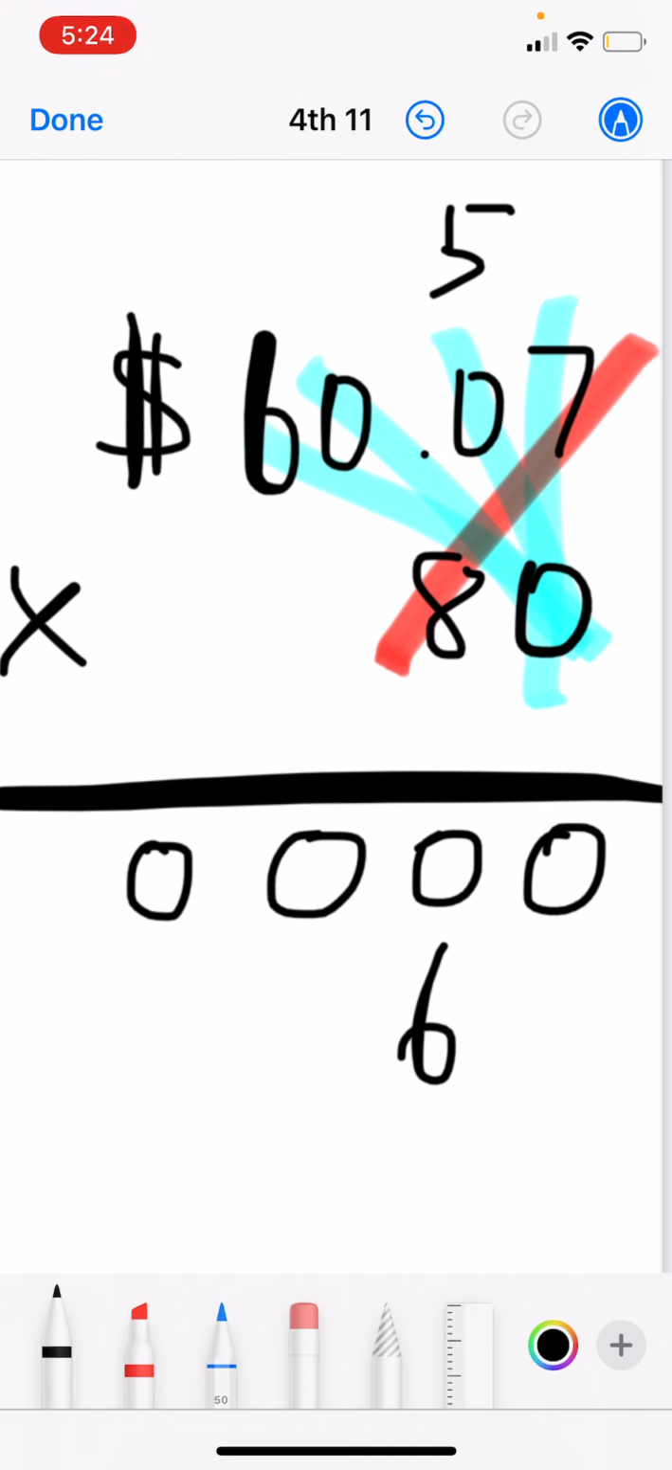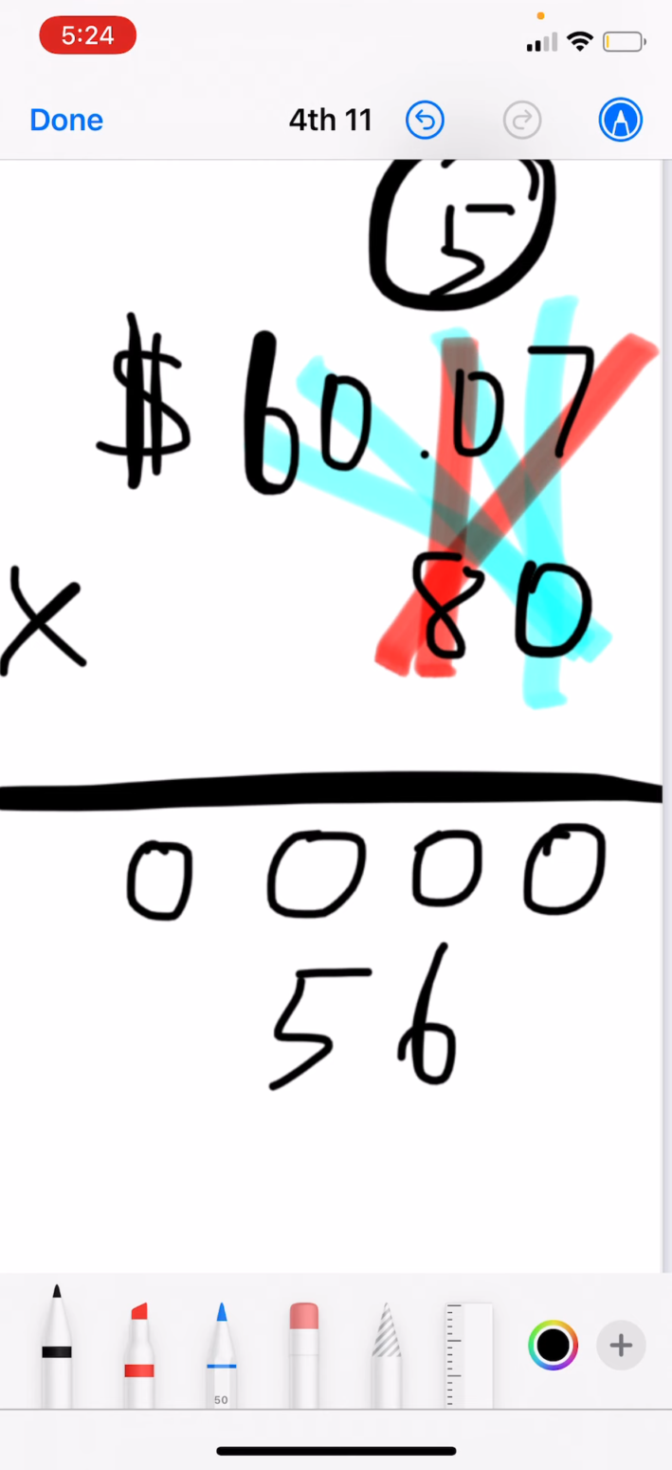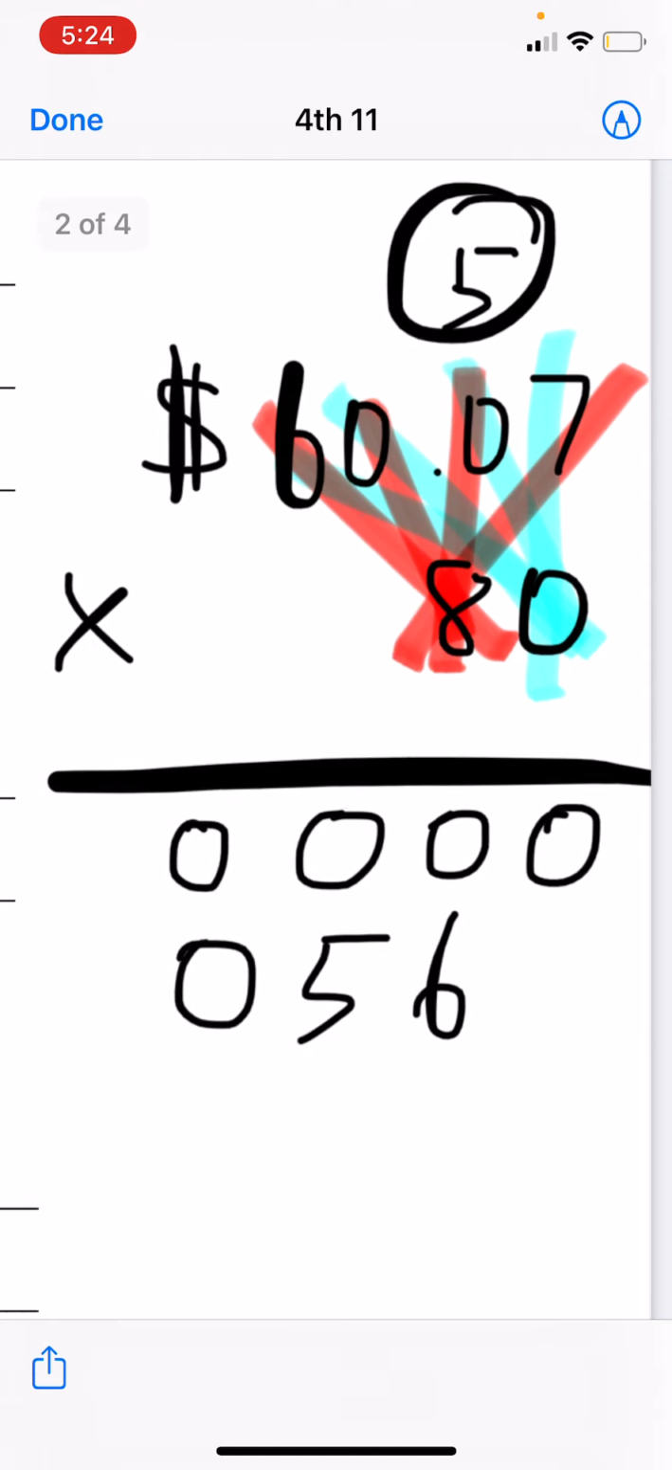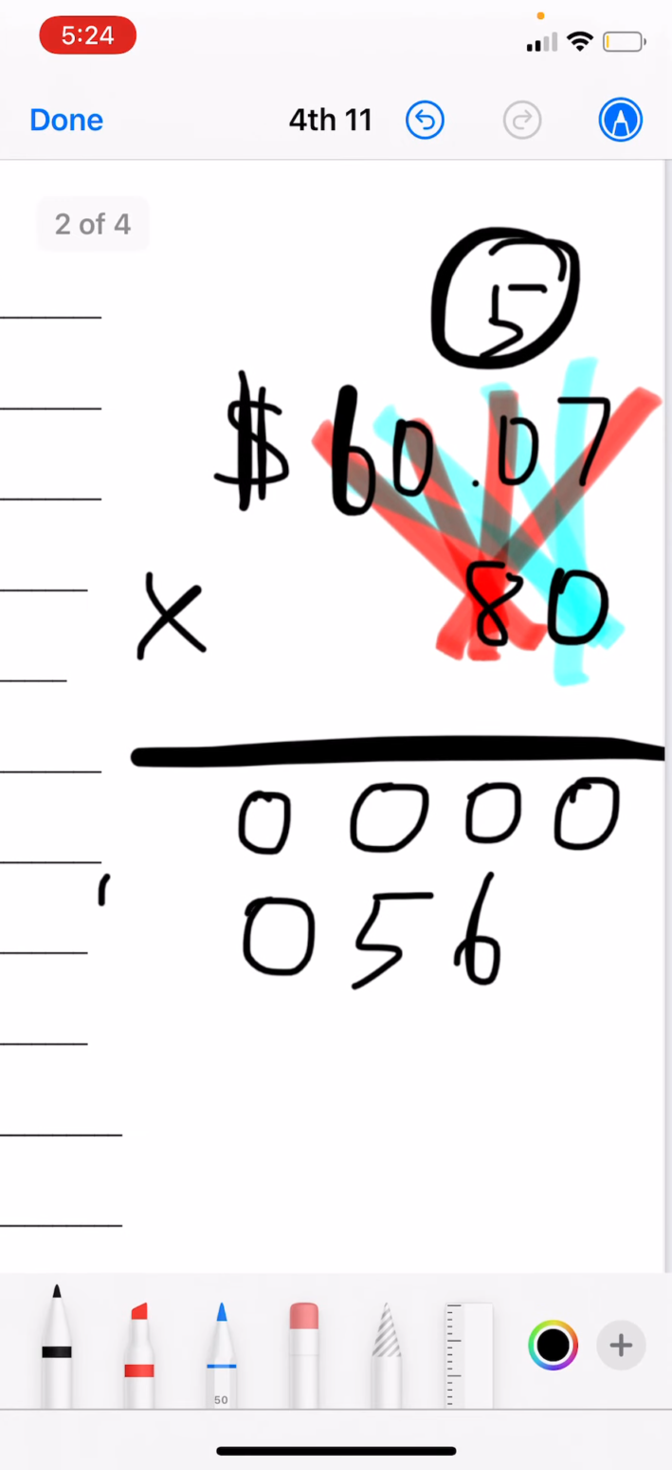Okay, now we're doing 0 times 8 plus 5, which is going to be 5. Next, we're doing 0 times 0, which is 0. And then 8 times 6, which is 48. So we're going to write 48.